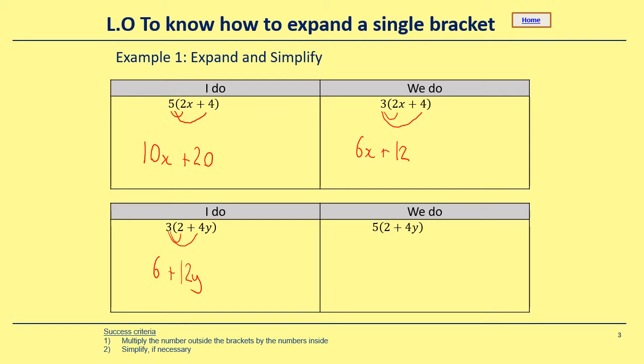And for the bottom one, we're going to do 5 multiplied by 2 plus 4y. So 5 times 2, 5 times positive 4y. 5 times 2 gives 10. 5 times positive 4y gives positive 20y. Okay, so mark both of these. If you did make a mistake, just make sure to correct it. Maybe look at mine and try and work out where you've gone wrong. And we're going to give you some questions on these single brackets now.